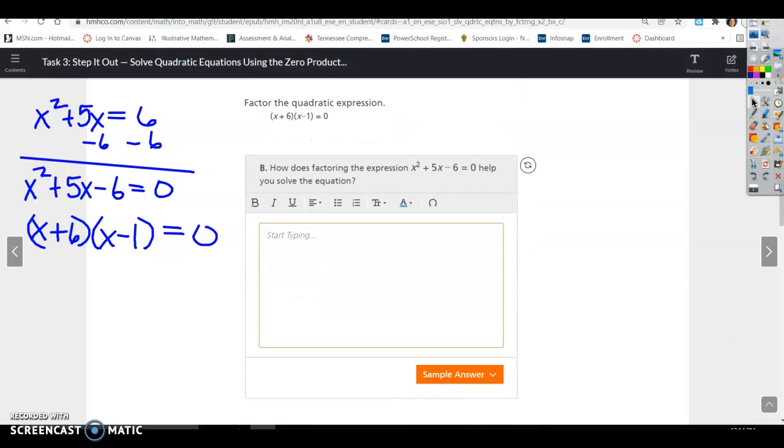All right, so it says, how does factoring the expression help you solve the equation? Well, now we have a product, okay? Zero product property said if you've got A times B equals 0, then A equals 0 or B equals 0. So we can say this is A and this is B, so A times B equals 0. So we can set each one equal to 0 and solve.